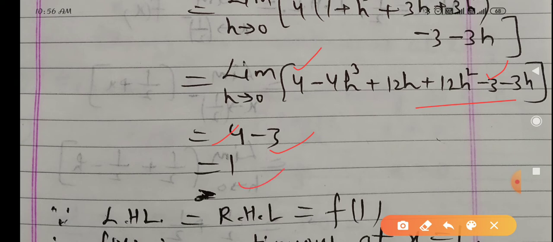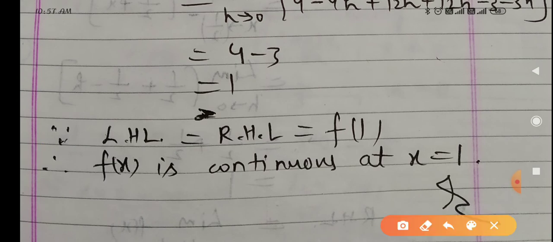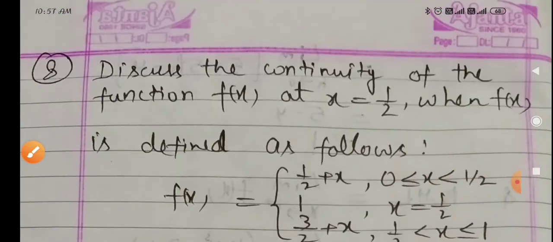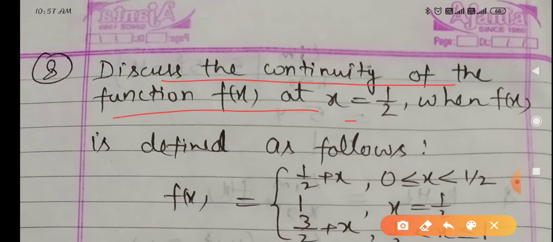So you can see the LHL value, RHL value and f(1), all three are the same. Their values are equal to 1. LHL equal to 1, RHL equal to 1, f(1) equal to 1. So f(x) is continuous at x equals 1. One more question you take. Discuss the continuity of the function at x equals 2 when f(x) is defined as follows.